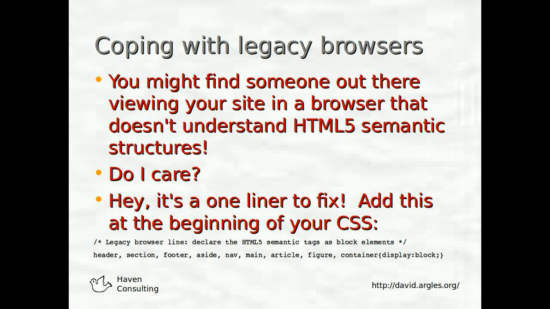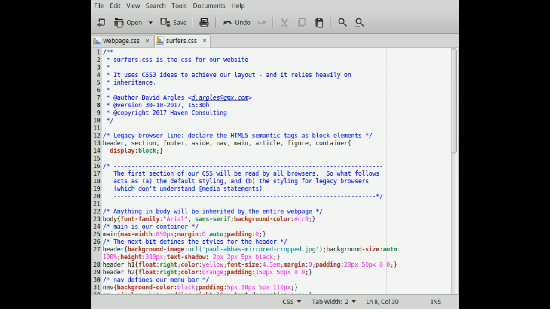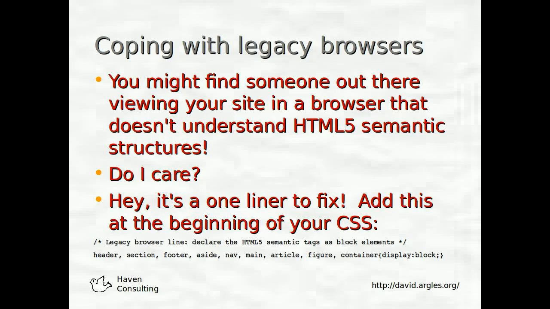So particularly with legacy browsers and making them understand the HTML5 semantic structures, it's an easy one-liner. All you need to do is to add this code at the beginning of your CSS. Okay, it's 2 lines on this slide because I've added in the comment. But basically we just take all the HTML5 semantic elements and define them as having a characteristic, an attribute of display block. They're block elements, and then everything works. Hey, that's really nice and easy, isn't it?